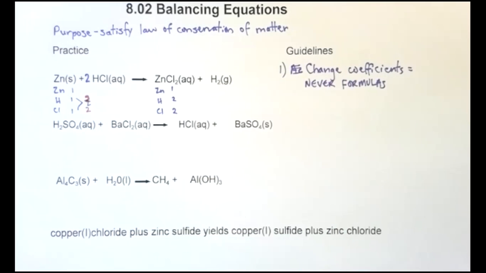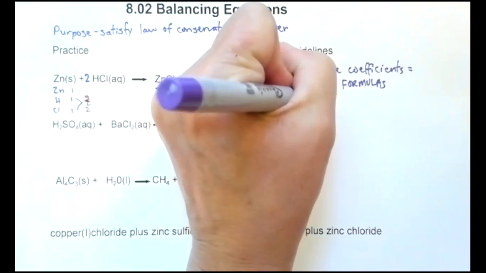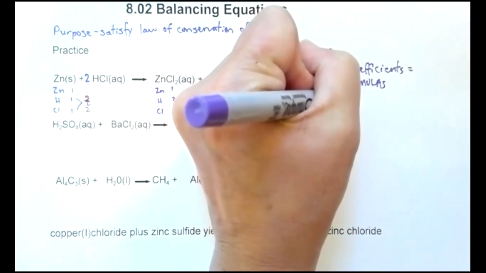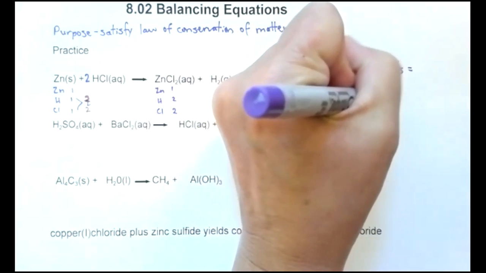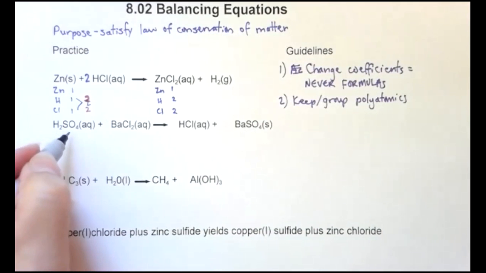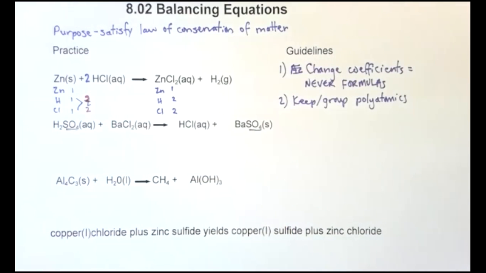All right, rule number 2 is to keep or group your polyatomics together. This is the reason why in the last chapter I had you memorize polyatomic ions, so that you could look at them and recognize, oh, hey, that's a polyatomic. So for example, when you see this, you should go, oh, I know that, that's sulfate. I've got sulfate over there and I've got sulfate over there. So I should keep those together.